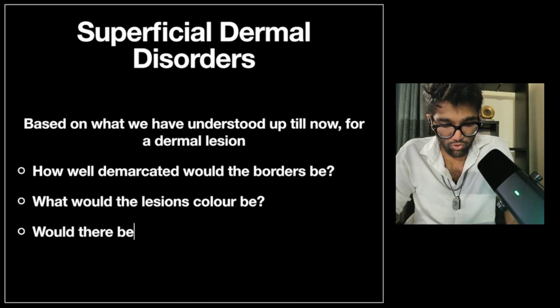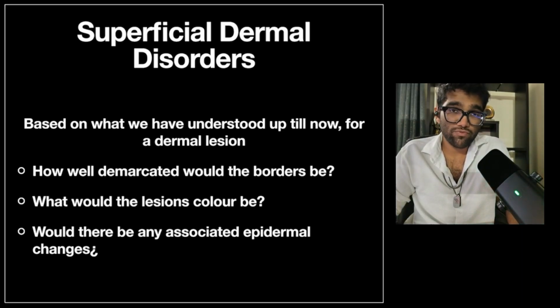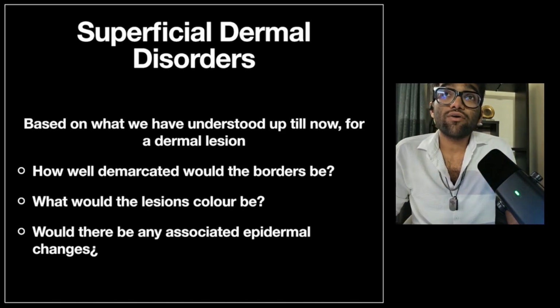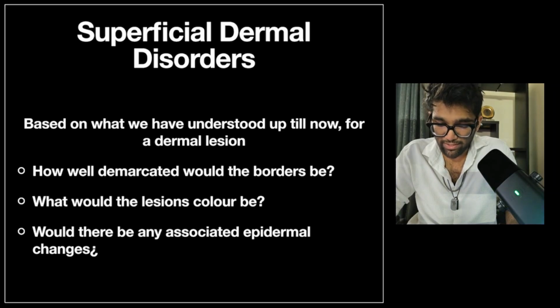Then, would there be any associated epidermal changes? Now, yes, that depends on the lesion, I guess. Okay, and those changes could be of two types. They could be psoriasiform changes, or they could be, as I've discussed previously, changes synonymous with eczema or atopic dermatitis, like changes or spongiotic dermatosis. Okay, so those entities we've already discussed in our initial discussions in this series. So the same principles apply as they did there.